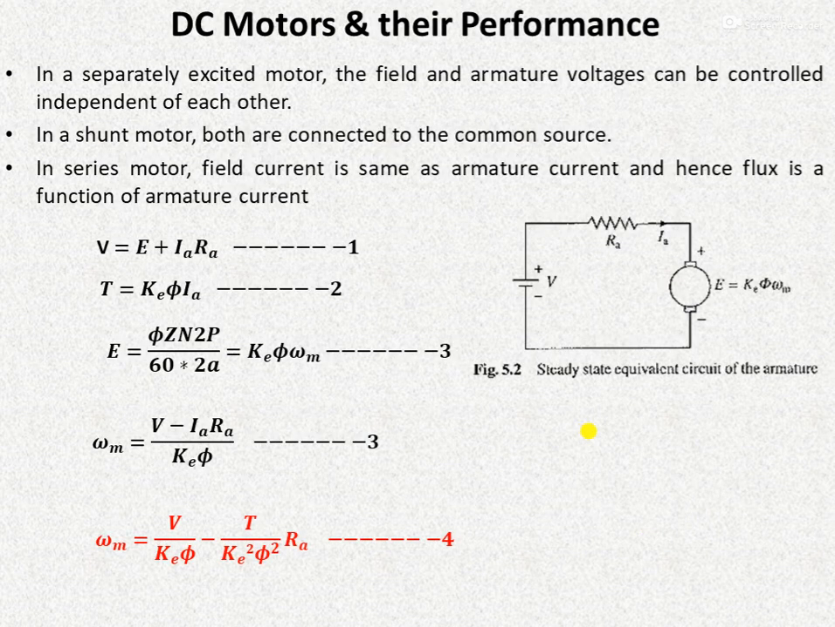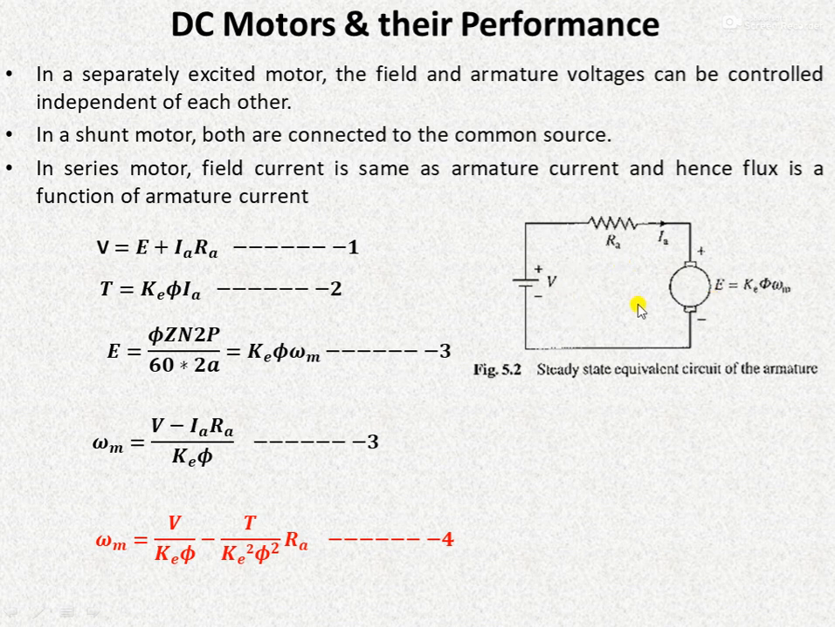In order to analyze the performance of a DC motor, we will consider the steady state equivalent circuit of the armature. That is clearly shown here. This is actually the supply voltage. In this equivalent circuit, V is representing the supply voltage, RA is indicating the armature resistance, IA is actually the armature current and E is representing the back EMF.